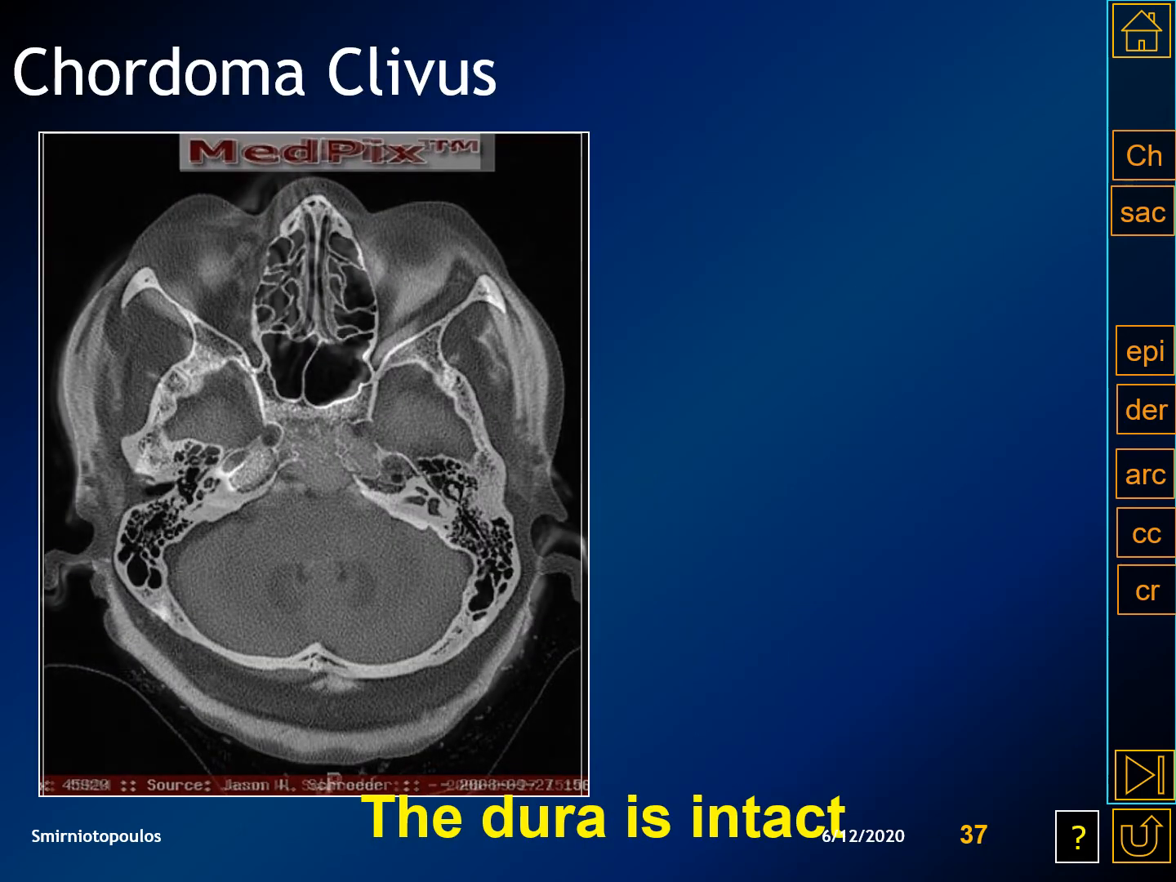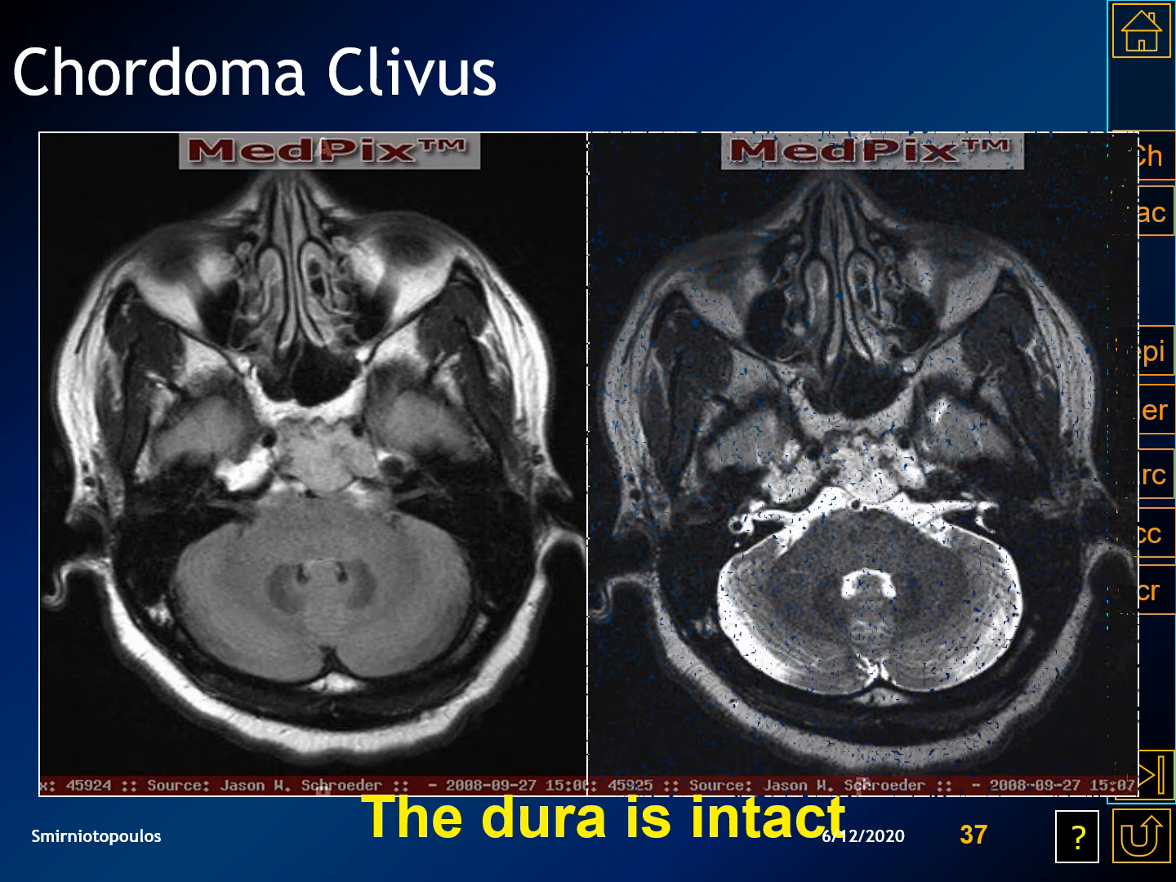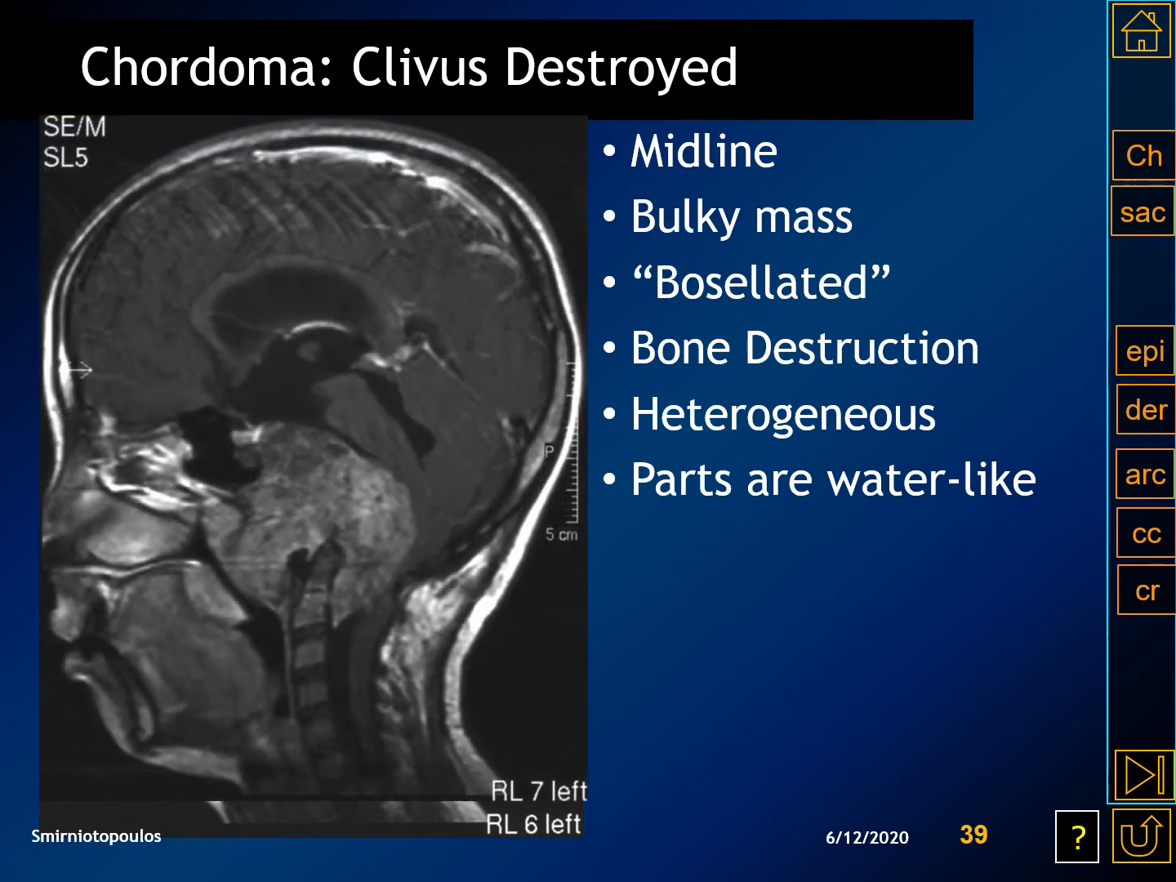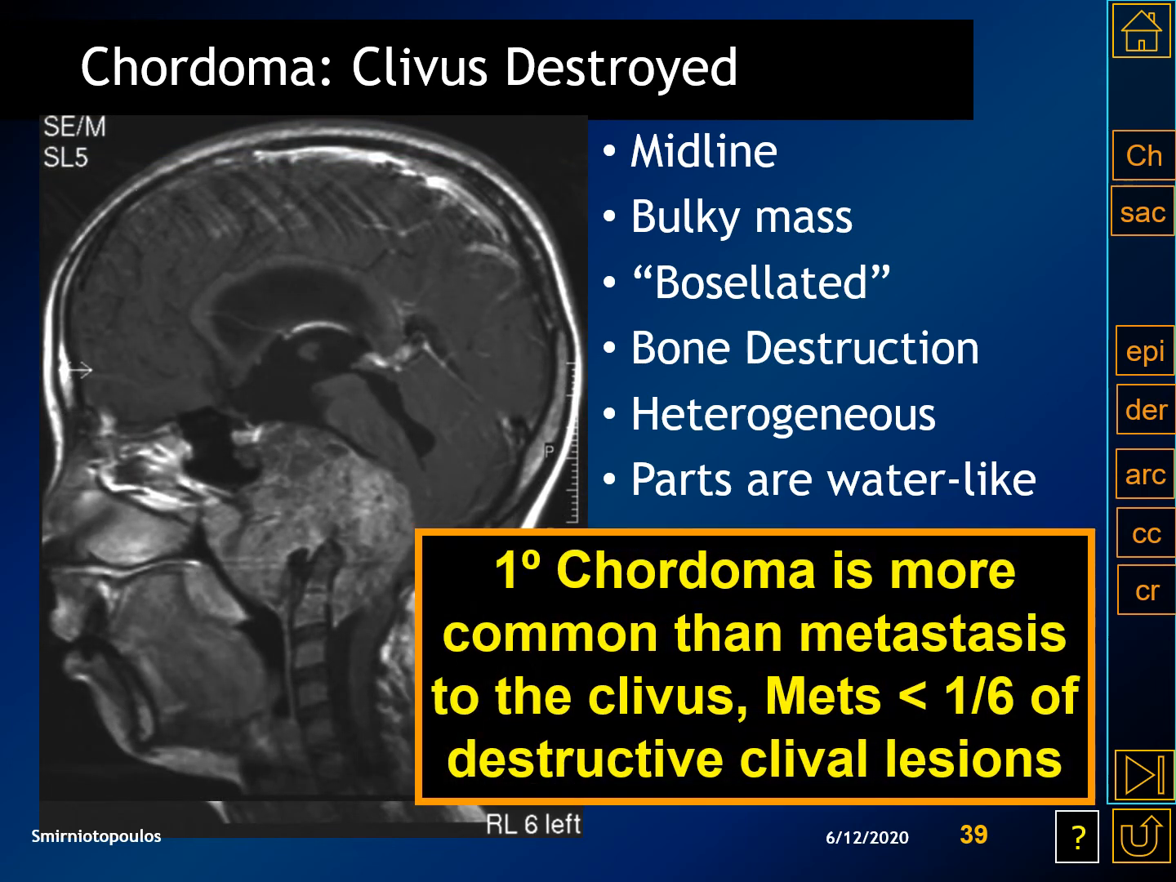The dura is typically intact, and we can see on these cross-sectional images the dark line that represents the dura, separating this extradural mass from the intradural cranial contents, including the basilar artery and the subarachnoid space. So a classic appearance: a large, bulky midline lesion, bone destruction, heterogeneous, and a water-like signal intensity.